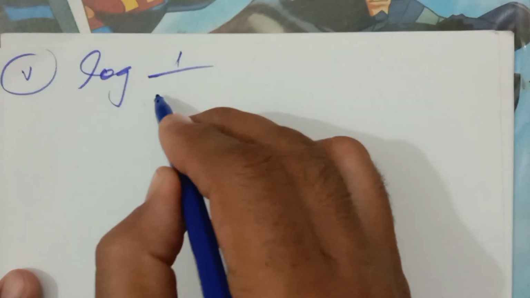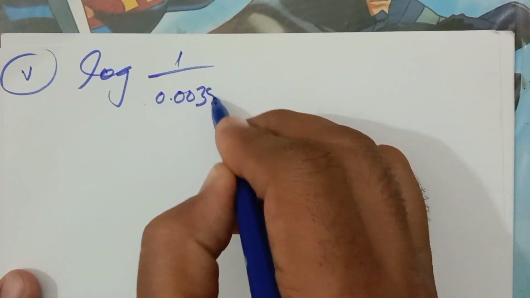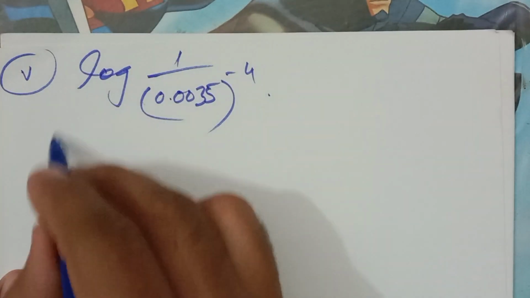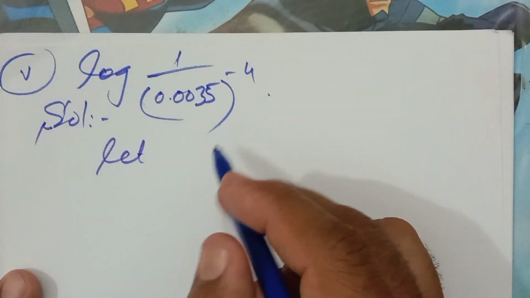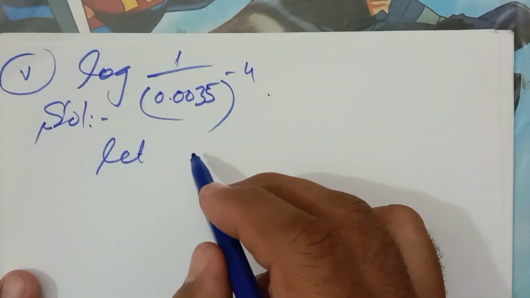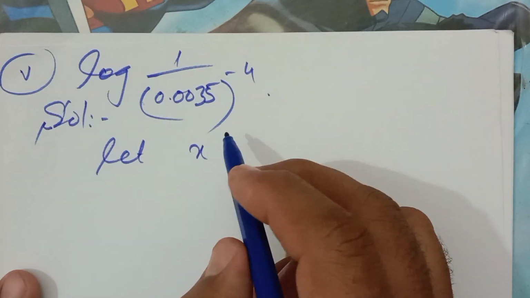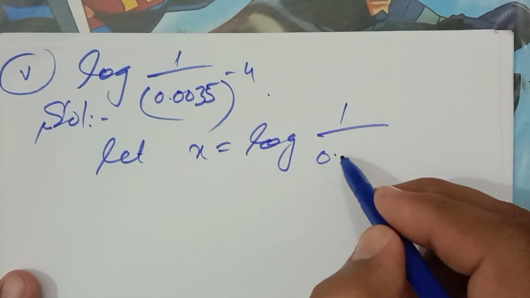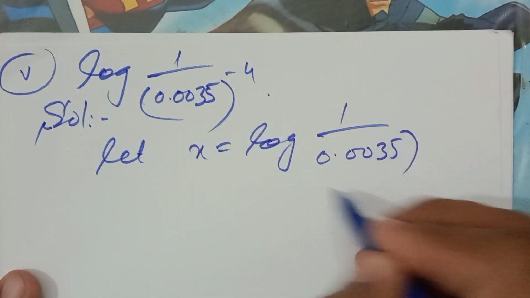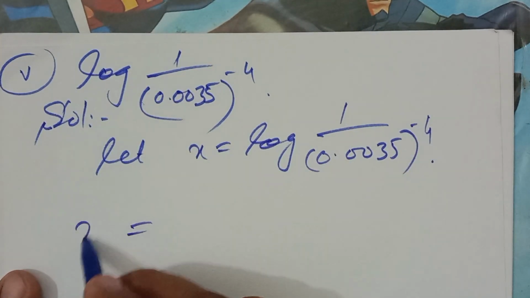Next question is V: log with base 1 over 0.0035, whole raised to power negative 4. Solution. Let's say x equal to log with base 1 over 0.0035, whole raised to power negative 4.